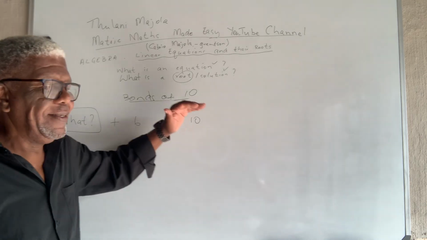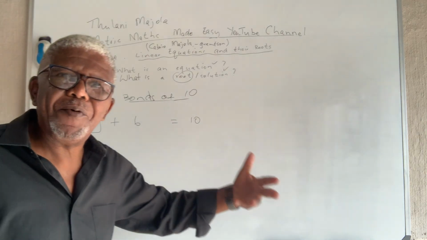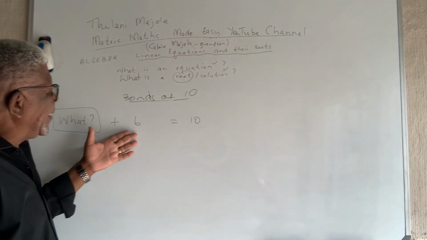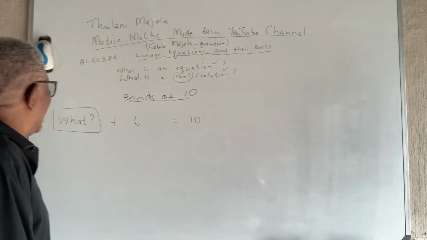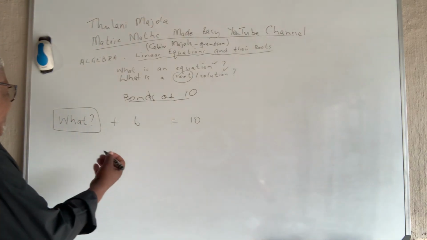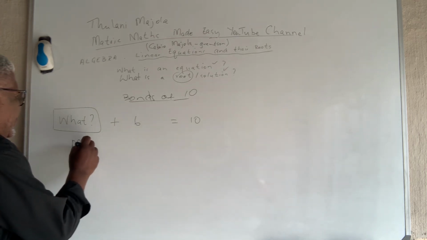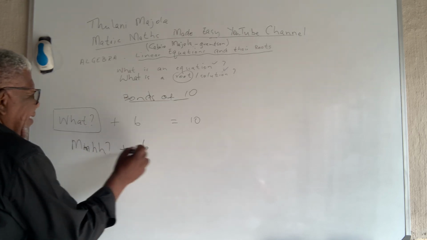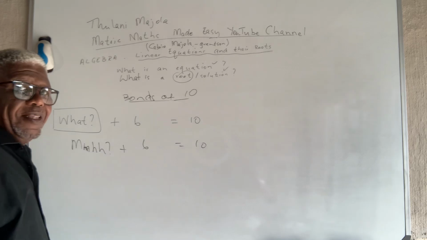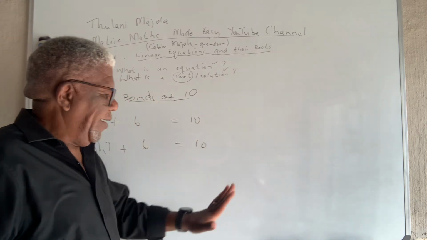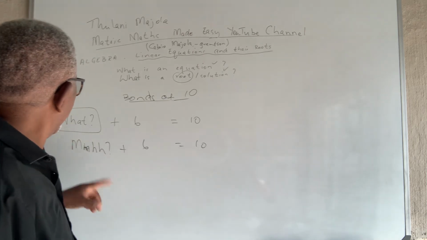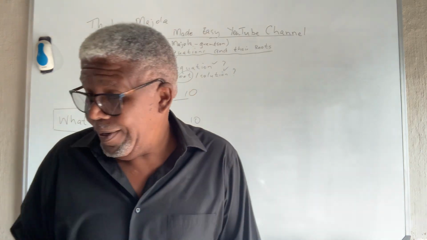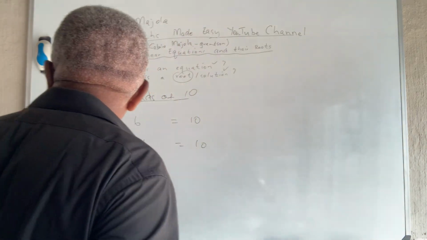It was all well when we used to do the bonds of 10 in the lower grades. Say what plus 6 equals 10. And in Zulu it was even more fun. We would say blank plus 6 equals 10, and then we use our fingers, of course. So that is a 4. So 4 plus 6 equals 10. It was quite fun to deal with the bonds of 10.